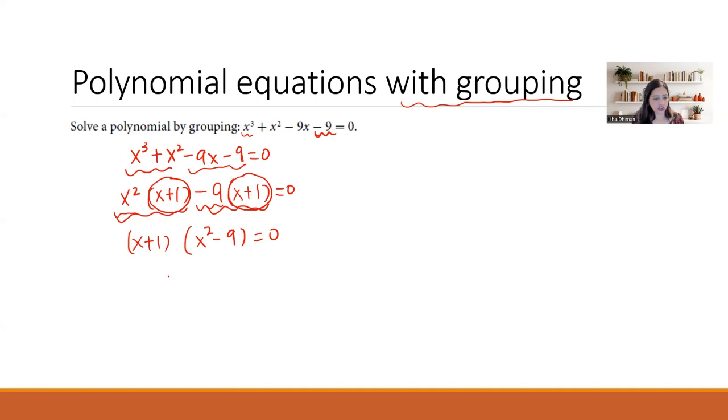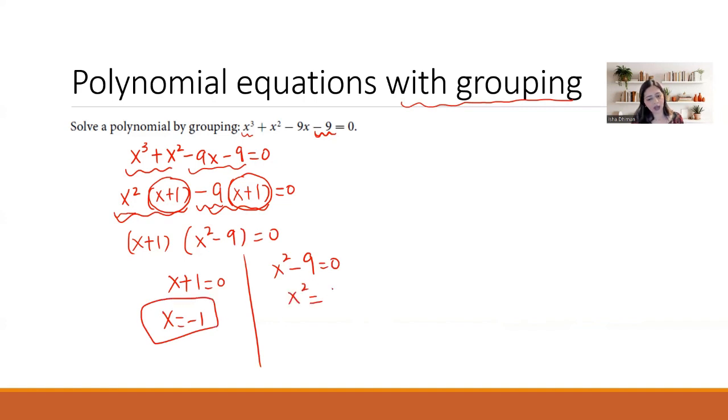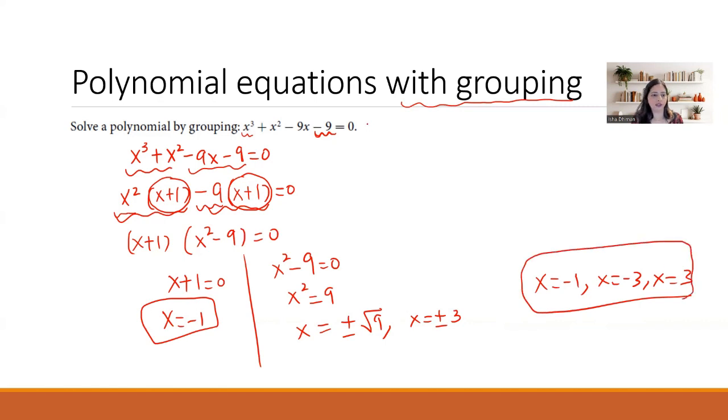Now you can use the zero product property to put individual factors equal to 0. Since the original equation was a cubic polynomial, it is factored into a linear and a quadratic factor. It's easy to solve this equation. x equals -1 is the solution. And again, similar type, take the square root, so you will get plus or minus 3. So I get 3 solutions: -1, -3, and +3. These are the 3 solutions of the original equation.